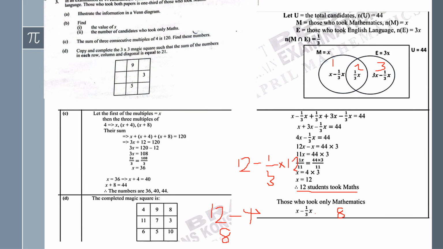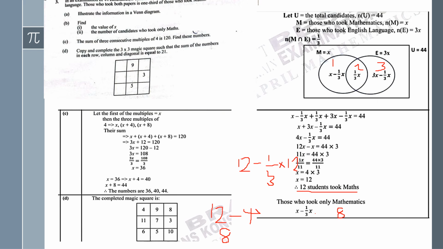Then let's quickly journey to 3c. So question 3c, we have to find the sum of 3 consecutive multiples of 4, which is 120. We have to find the numbers. The sum of 3 consecutive multiples of 4 is 120. We have to find the numbers.